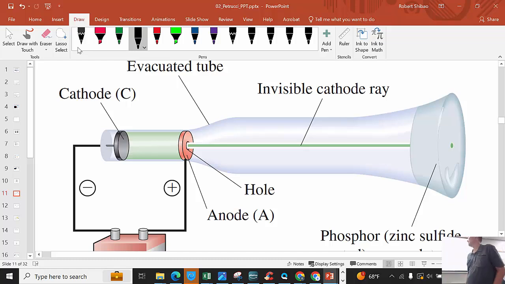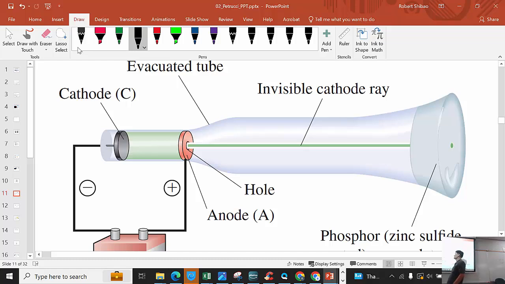J.J. Thomson. Normally I don't make you remember names, but I was looking at some tests and they asked for the name. So, on some standardized exams, they think it's important. J.J. Thomson discovered the electron. How did he discover the electron? He discovered it using a cathode ray tube.